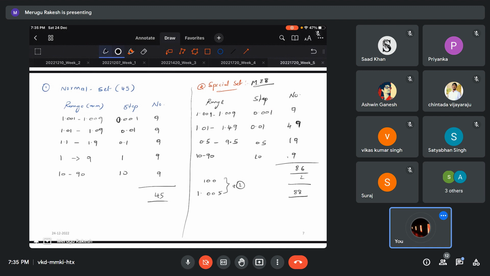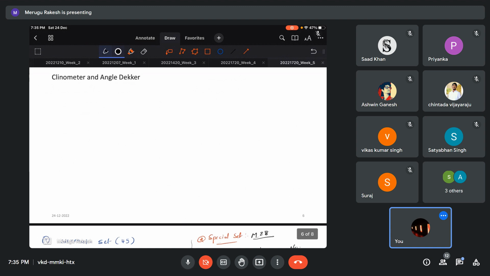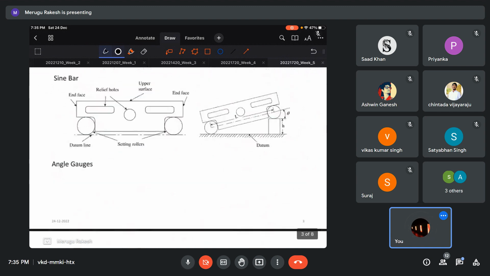So you can quickly remember this. Then we'll go on. This is the main thing that comes to your mind when you see any angular measurement. You might also have this in your lab: the sine bar. So let us quickly discuss its properties. As you can see, we give different names. It has a flat surface, then two rollers which are fixed with Allen screws.